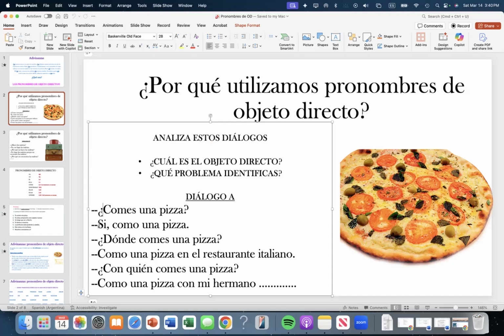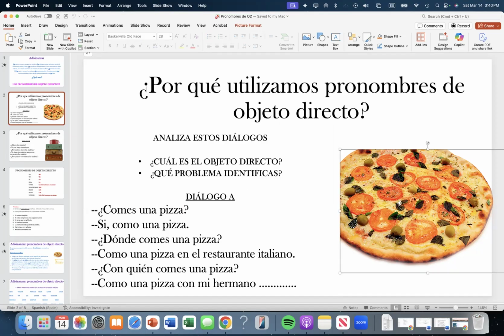¿Comes una pizza? Sí, como una pizza. ¿Dónde comes una pizza? Como una pizza en el restaurante italiano. ¿Con quién comes una pizza? Como una pizza con mi hermano. So we have a verb, which is comer, right? And what is the direct object of the verb? It's una pizza. Una pizza is your direct object in the sentence. What is being verbed? Una pizza, a pizza.